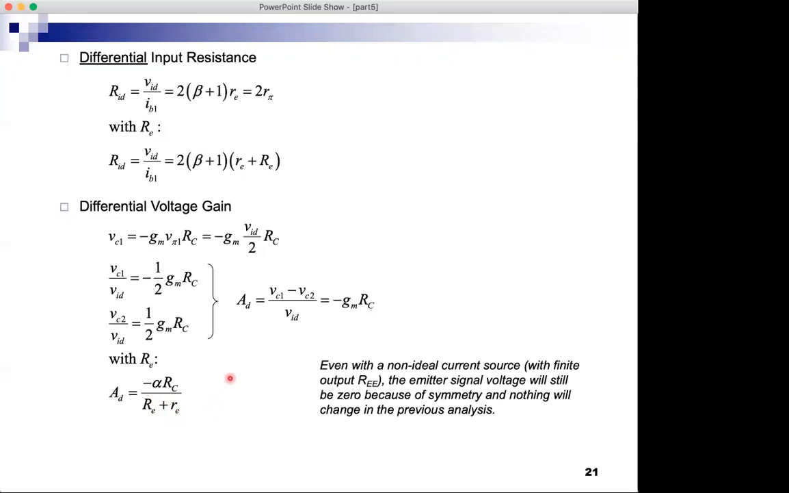So again, if I don't have an ideal current source, the node between the two emitters, connected to the two emitters and the current source, when the two inputs are differential, will be at signal ground. I will have a virtual ground, and these results apply even if I don't have an ideal current source biasing the two transistors.